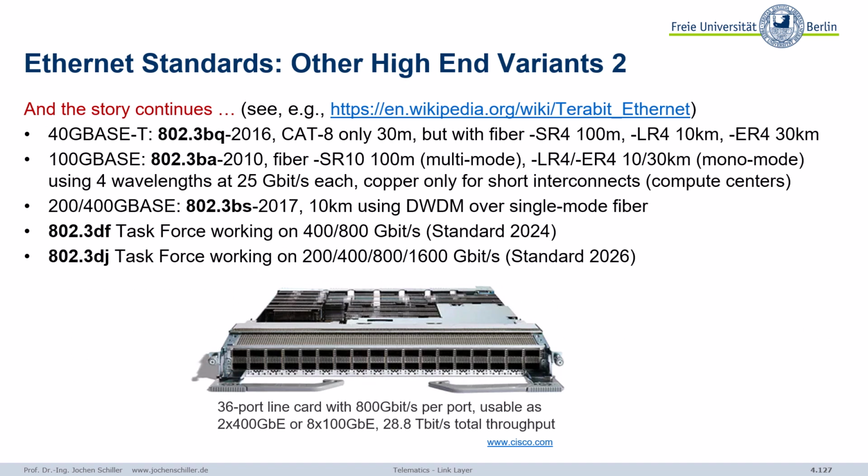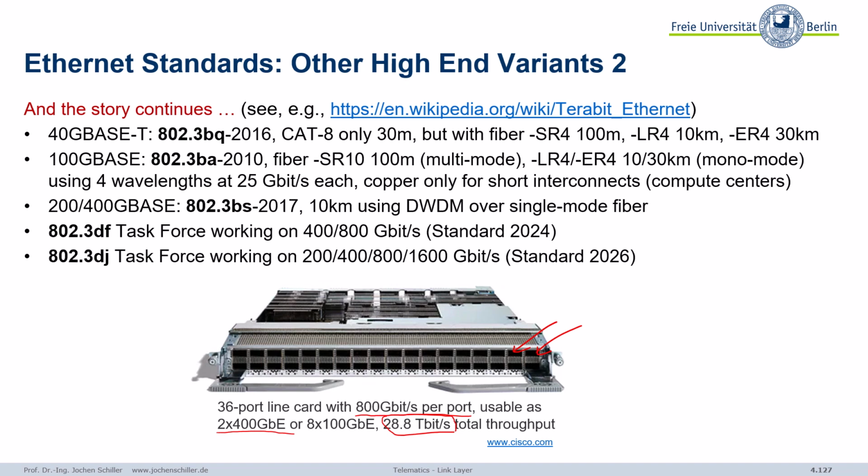As I showed in the overview, we have the 40, the 100, 200 and 400 gigabit per second standards available. But we also already have not only the standards, but also devices. For example, 800 gigabit per second per port, which could be used at, for example, 2 times 400 gigabit Ethernet, and the total throughput of such a device is 28.8 terabit per second. This is quite a lot. So we have 36 ports. You see, these are the ports, and you could have then, for example, 400 gigabit Ethernet ports here.